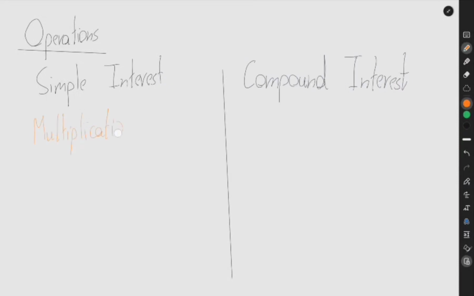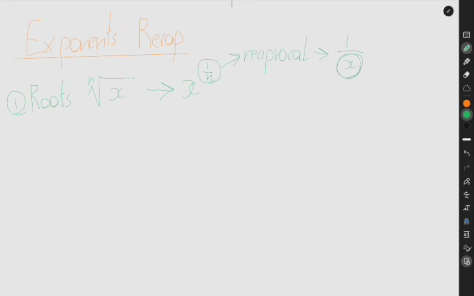Simple interest uses multiplication, division, addition, and subtraction, whereas compound interest requires knowledge of all the previously mentioned operations and exponential operations and logarithms. Here's a quick recap of exponential operations. 1. Roots are essentially powers with reciprocal numbers. A reciprocal is a number in which 1 is the numerator and the number is the denominator.